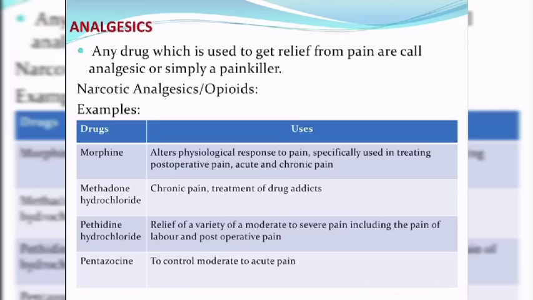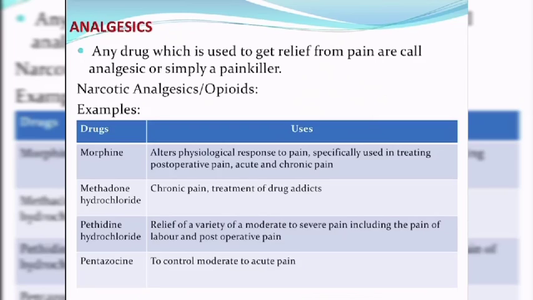Next class of chemotherapeutic agent is analgesics. The meaning of the word analgesics is pain relievers. Any drug or a chemical compound which reduces the pain, or an analgesic or painkiller is any member of the group of drugs used to achieve relief from pain. So these analgesics can be further classified into two types. One is narcotic analgesics and another one is non-narcotic analgesics.